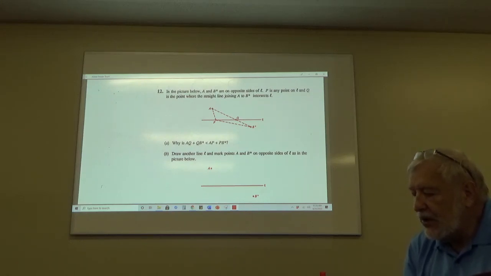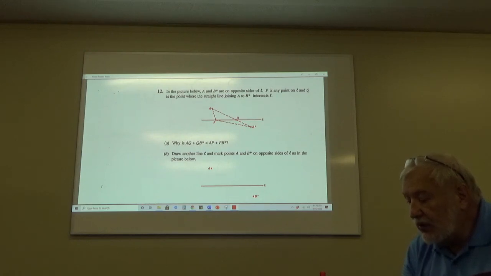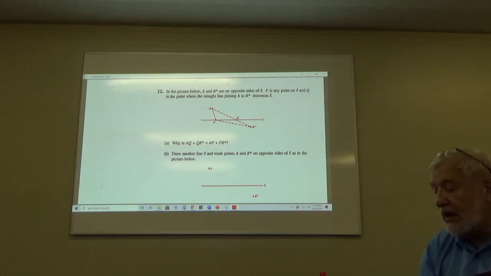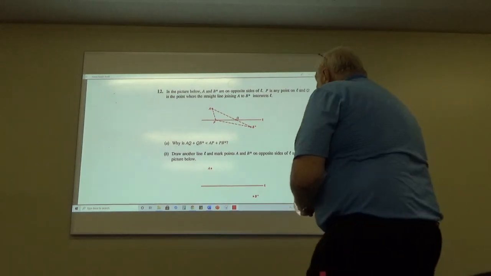All right, in the picture below, A and B prime are on opposite sides of L. P is a point on L, and Q is the point where the straight line goes through. Okay, now this is the next part. What they're saying is that there you see B prime. So where is B located? On the opposite side of L from B prime. So how would you find it?